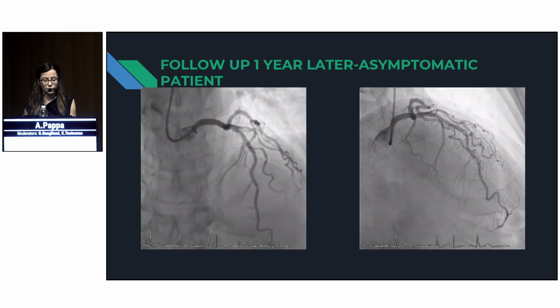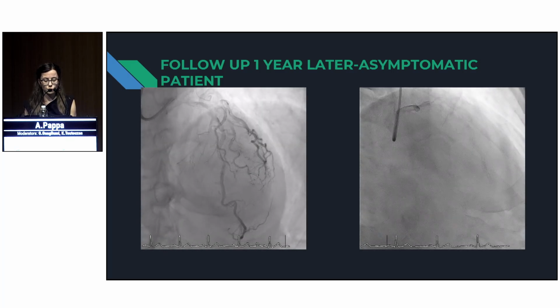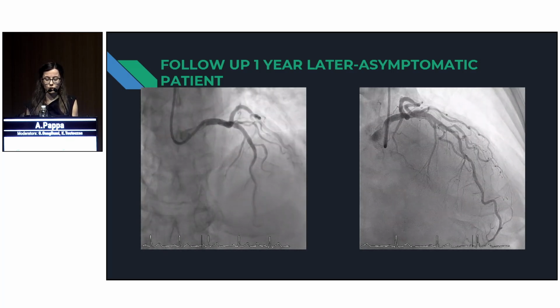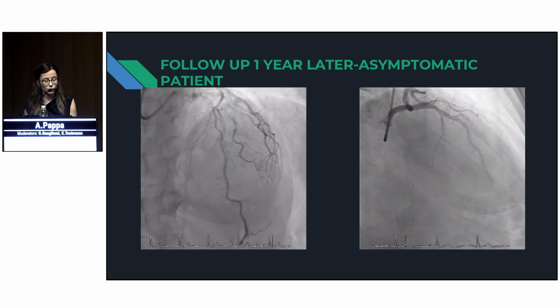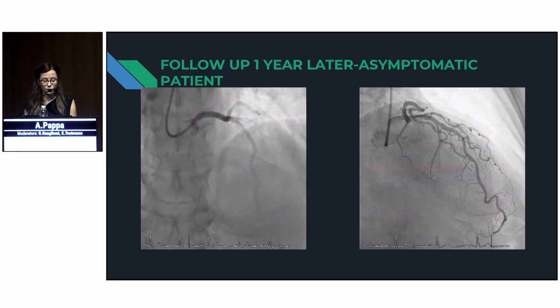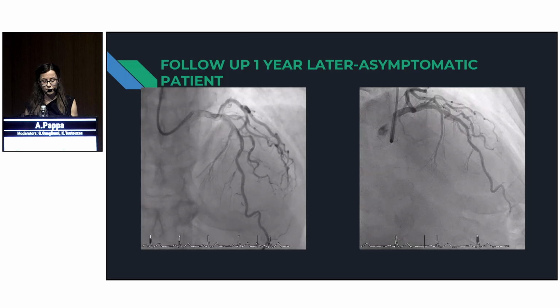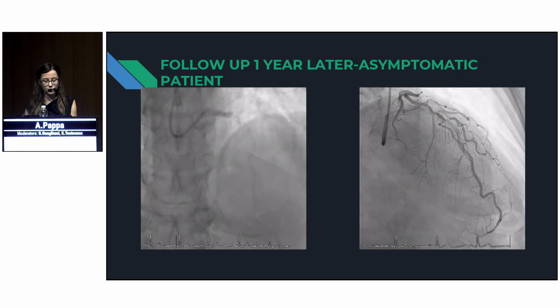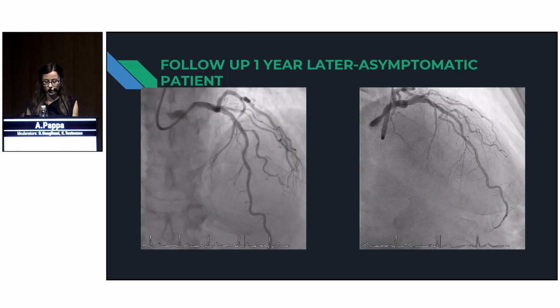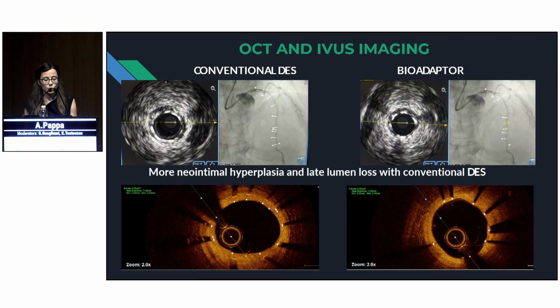After 1 year, we decided to follow up with a new coronary angiography, although the patient was asymptomatic, in order to further evaluate the results of these scaffolds. We can see that there is a satisfactory angiographic result, although there is some suspicion of in-stent restenosis in the mid-segment. We continued with OCT and IVUS imaging to further evaluate the degree of restenosis and to further explore the results of these new scaffolds.